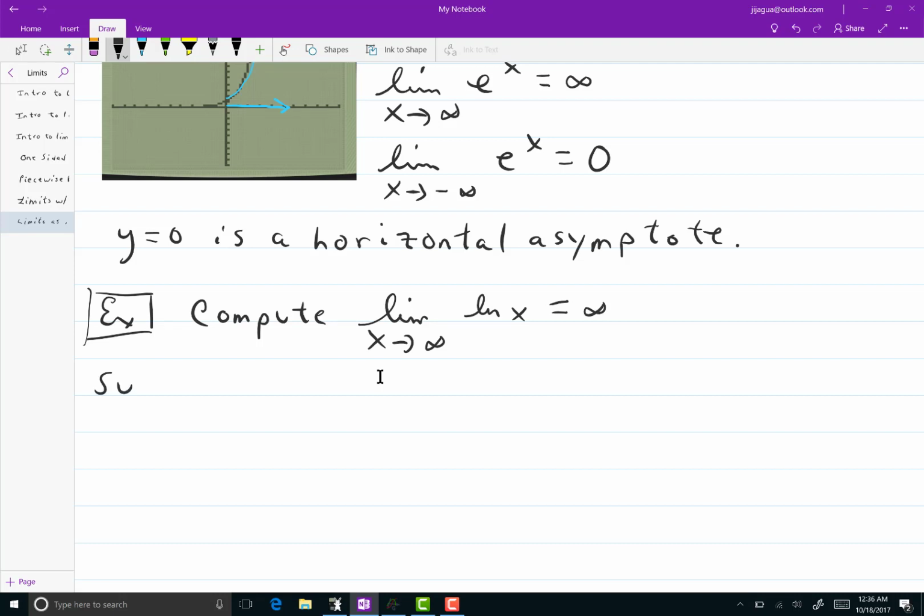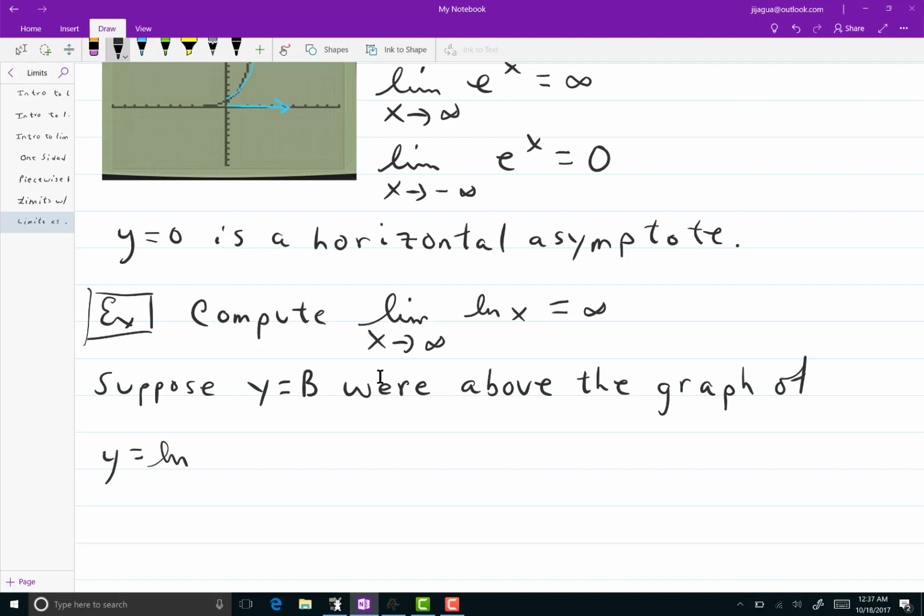This one I kind of have to tell you because it is actually infinity. This limit is actually infinity. The way you can do it is through logic. You can convince yourself. Suppose you think that there's a horizontal line, y equals b, that is completely above the graph of y equals ln of x. Somehow the graph is below some imaginary y equals b line.